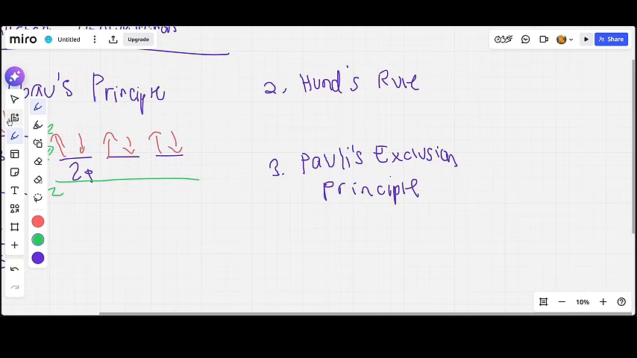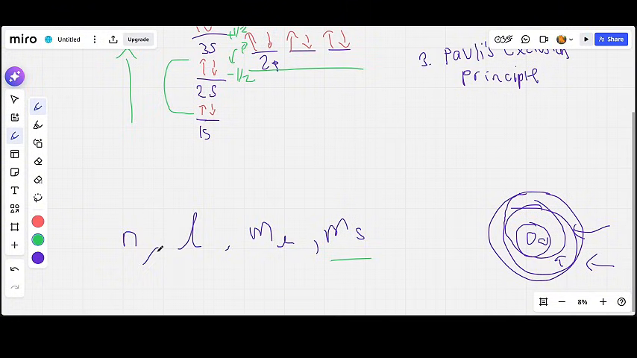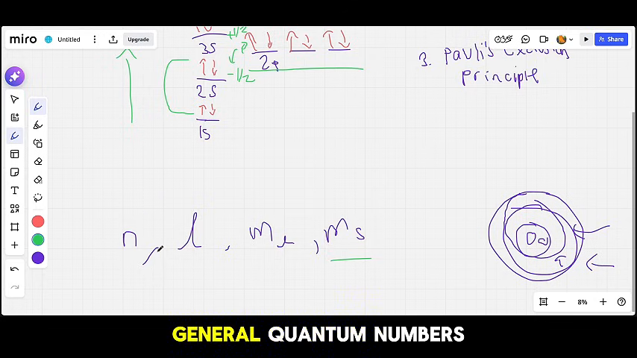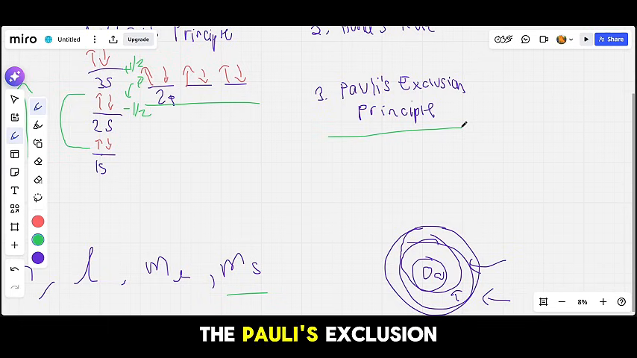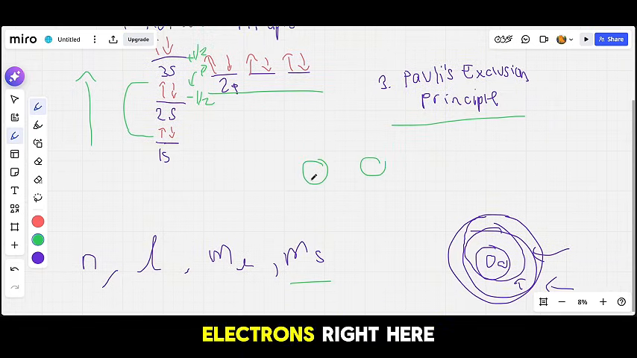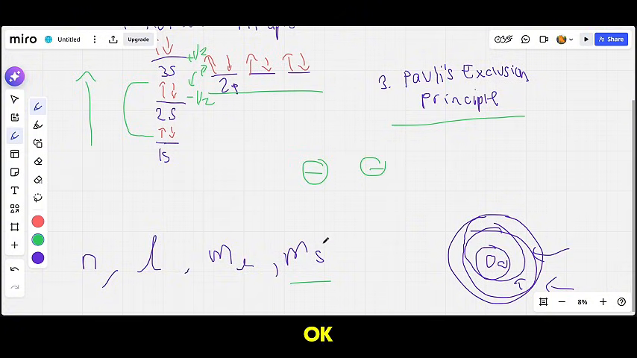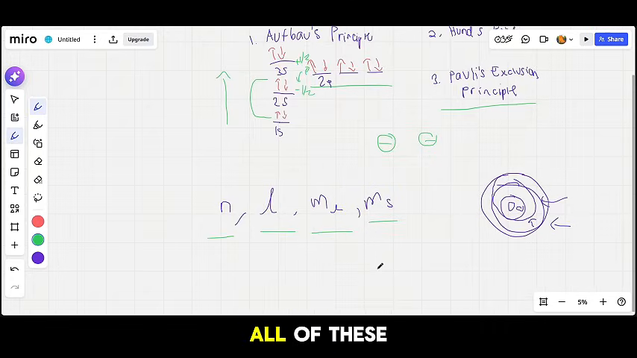Okay, so given those four general quantum numbers, we can now define what Pauli's exclusion principle is. So what is Pauli's exclusion principle? It basically says that no two electrons, if you imagine that these are two electrons right here, no two electrons at the same place can have all of these quantum numbers.